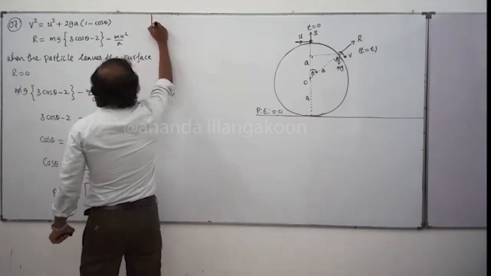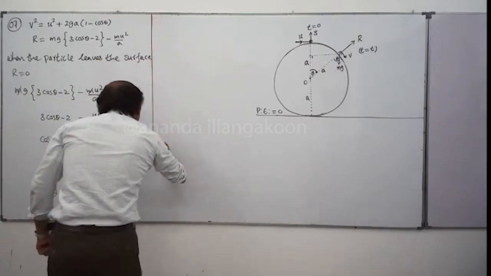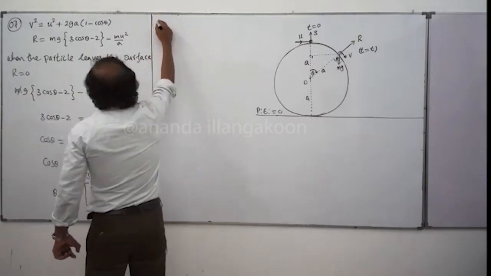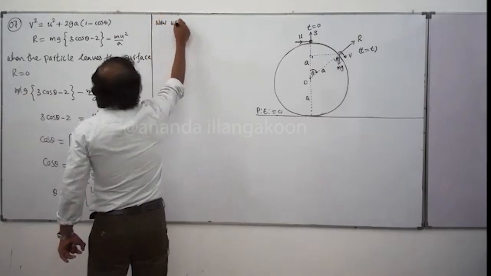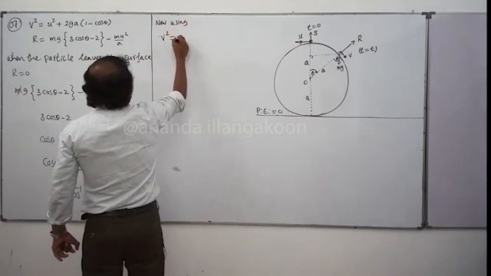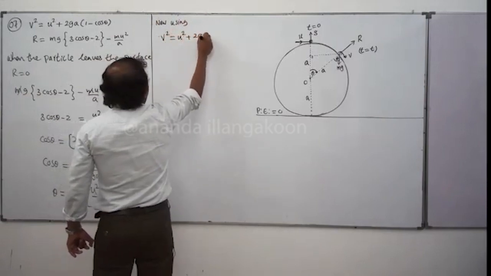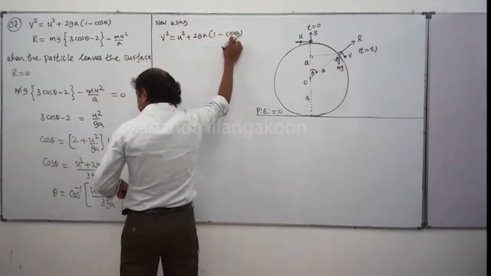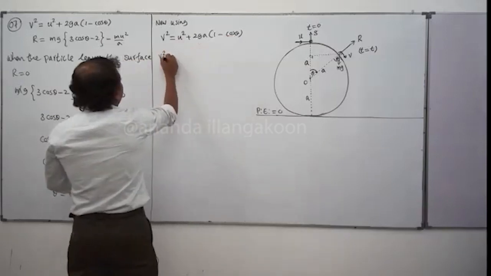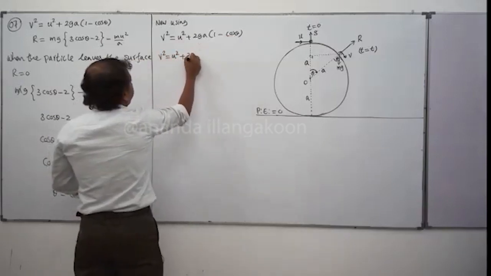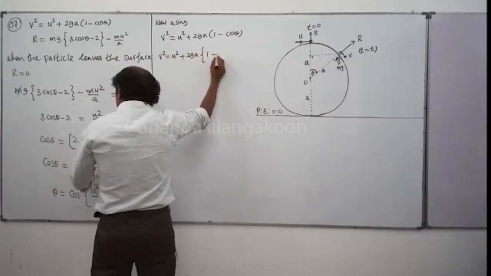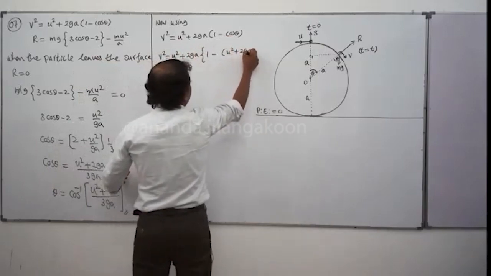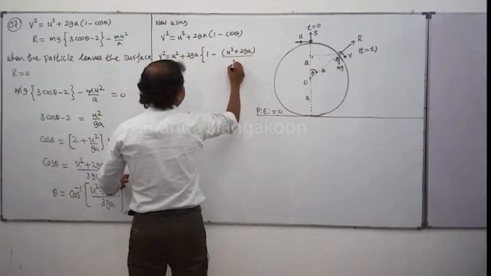Then we can find that. Now, using V squared equals u squared plus 2ga(1 minus cos theta). Substitute this cos theta by this answer. V squared equals u squared plus 2ga times (1 minus cos theta), which is u squared plus 2ga, divided by 3ga.